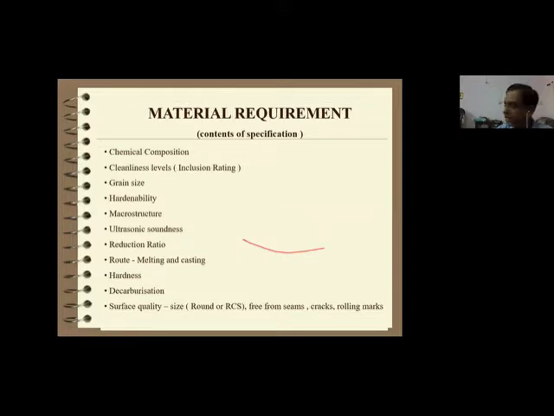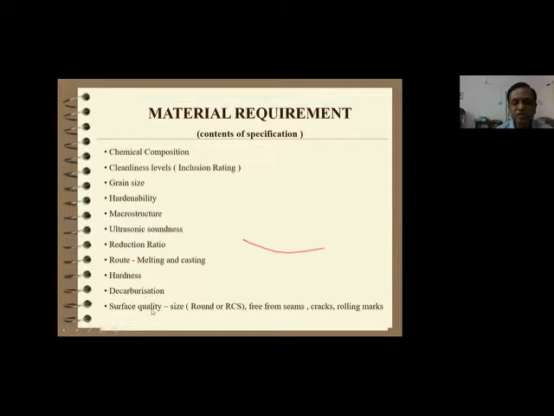Then the next criterion is decarburization, which is the depletion of the carbon near the surface. If it is very high, it is not acceptable. There are certain stringent requirements from the customer for applications like connecting rod or front axle beam. Customer demands very less decarb. So to have that, the decarb at the raw material stage has to be very low. That is again an important criterion for accepting the material.